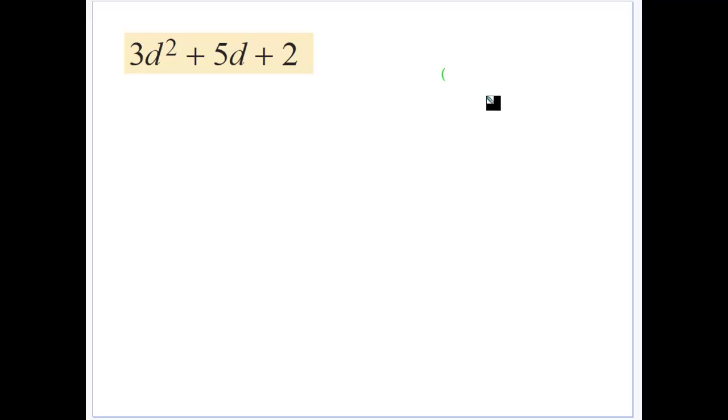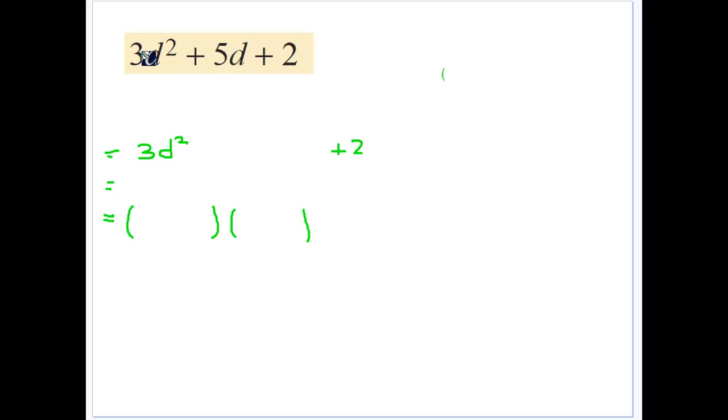We want to use the idea of grouping in pairs to solve this. We want to end up with a situation where we have a 3d squared with some term in terms of d, with another term in terms of d, and then a plus 2. Group them in pairs and come down to two brackets. That's going to be our aim. We're going to have a step there where we still factorise.